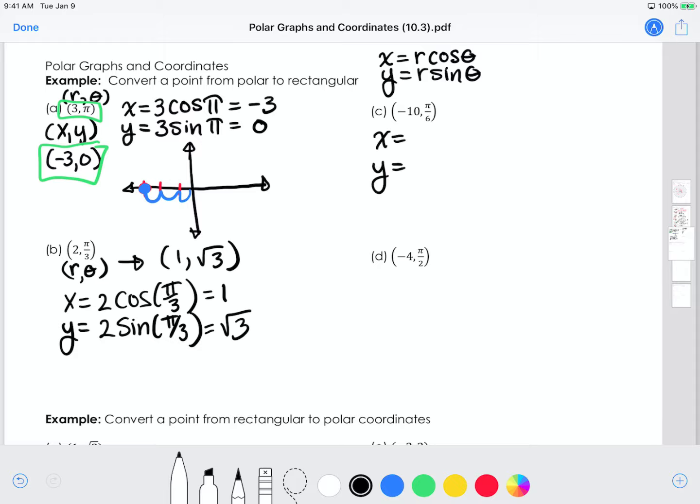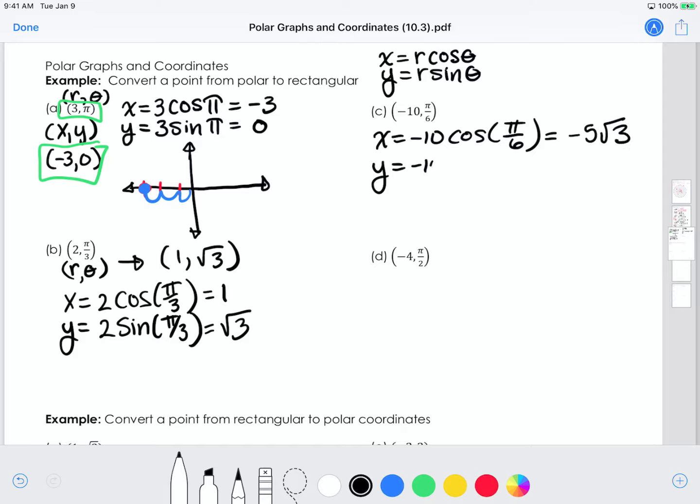Part C, I take my value of r, which is -10, times cosine of pi over 6 to find my x value. At pi over 6, my cosine is the square root of 3 over 2. And when I multiply that by negative 10, I get negative 5 times the square root of 3.